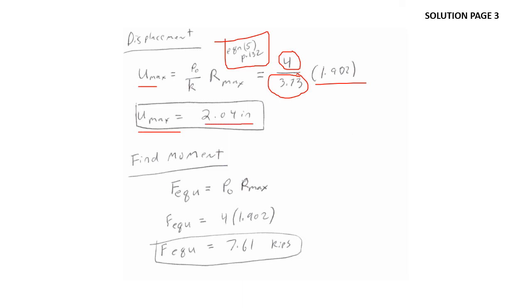Next, we want to find our moment. For this, our F equivalent is equal to P0 times our R max value, so we can plug those in. F equivalent is equal to 4 times 1.902, or F equivalent is equal to 7.6 kips.